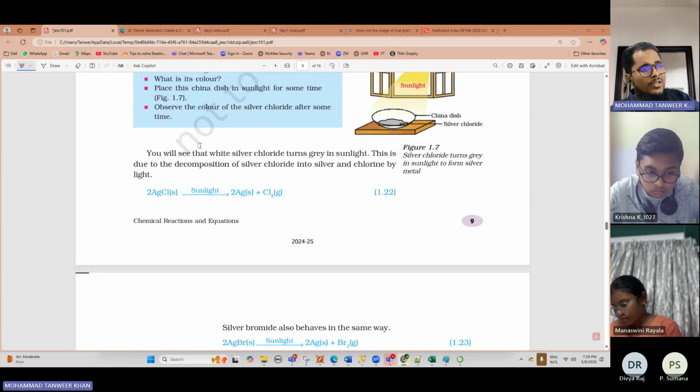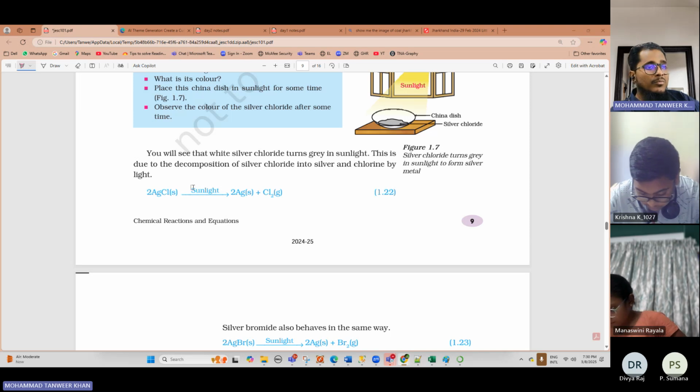Now here what they are doing, silver chloride, 2AgCl. Decomposition of silver chloride. And this is happening in sunlight. So this is very unique. So the silver chloride will turn gray in sunlight. This is due to decomposition of silver chloride into silver and chlorine. So here the decomposition reaction will happen in presence of sunlight. So this will give you 2Ag, that is Ag means silver, and Cl2 means chlorine.